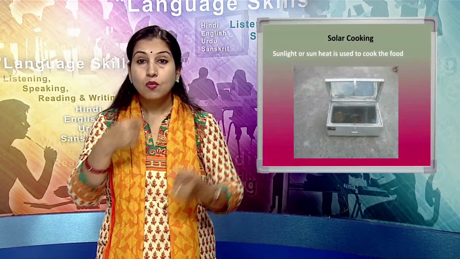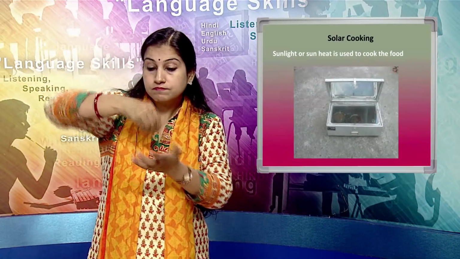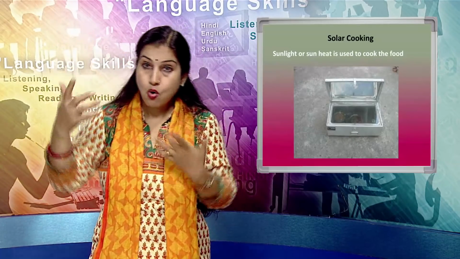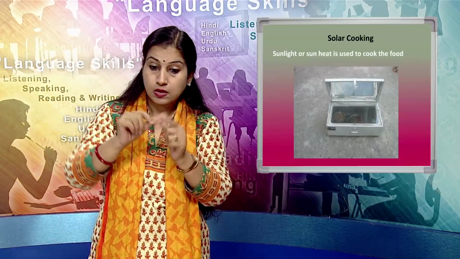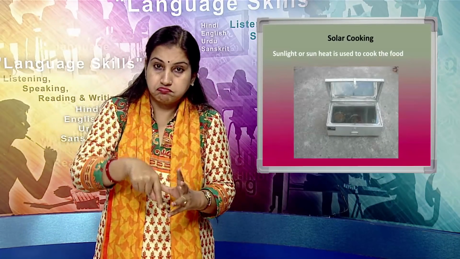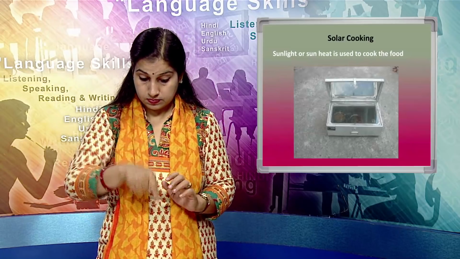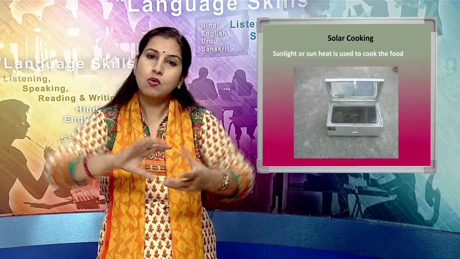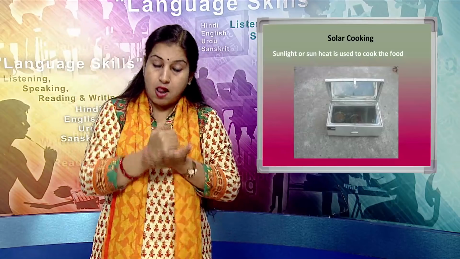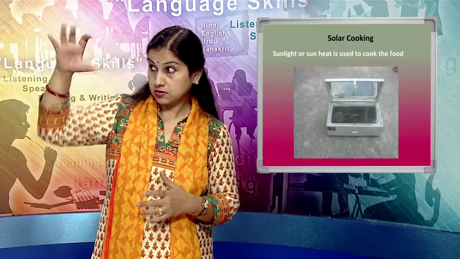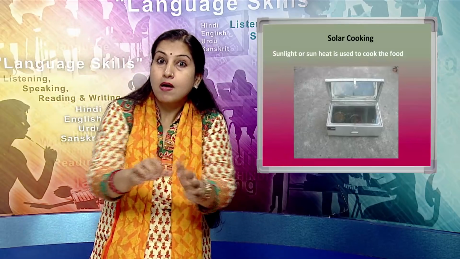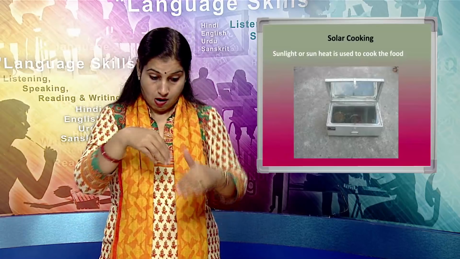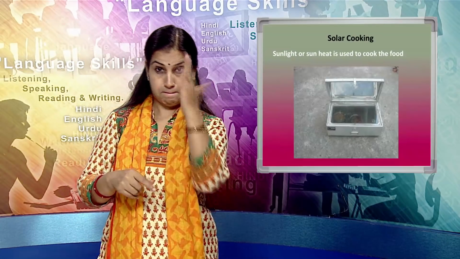Let's now talk about solar cooking. Sunlight or sun heat is used to cook the food where cooking fuel is scarce, hence the name solar cooking. In order to trap the sun's heat, a box is designed, which has black color inside, and a mirror and glass on its lid.